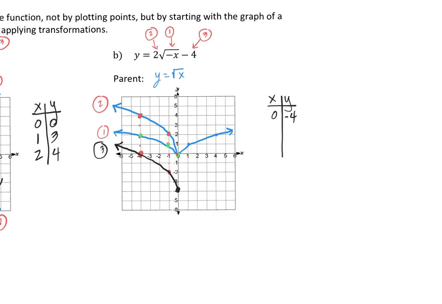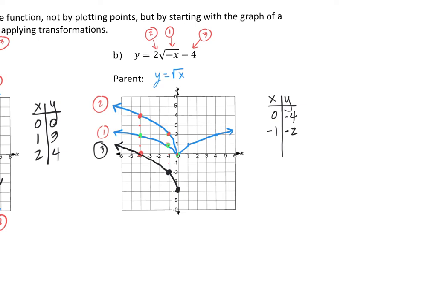Okay, that makes sense. What about negative 1 for x? I should get a y value back of negative 2. So if I put in negative 1 for x, a negative negative 1 is positive 1. 2 times 1 is 2. 2 minus 4 is negative 2. It's exactly where I think it should be.